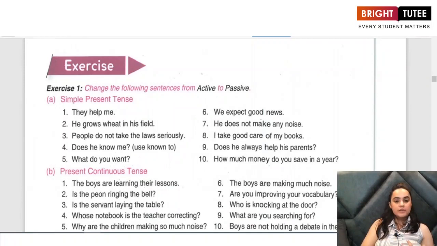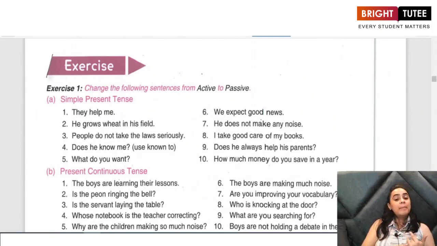Then we also learned about how to change interrogative sentences from active to passive. Who changes to by whom? By whom changes to whom. Then do, did, and does are never used in passive sentences, and the rest of the WH family words or the helping verbs are going to be used according to the subject. We have to change the verbs from active to passive, and there are rules and verb forms that we have learned. That is how you will be changing them.